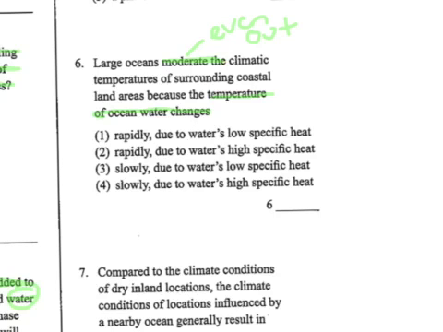What you need to remember is what the specific heat of water is. If you look at your specific heat chart, you will notice that water has a high specific heat. So what does that mean about how quickly or slowly it will cool down or heat up?